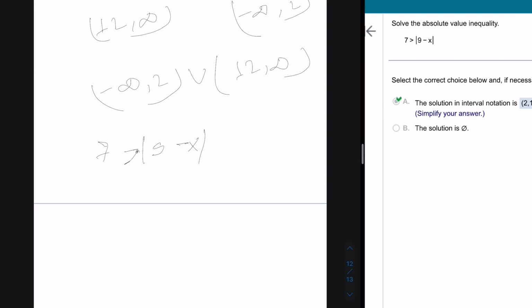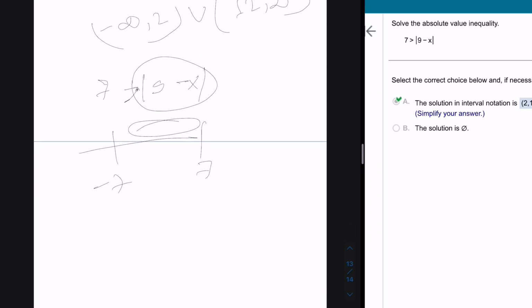This will look like, the absolute value is smaller than the given number, right? So the interval will be here. So we can write it as minus 7, 7.